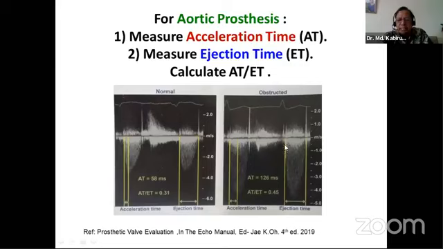Here you can see the image of a severely stenotic valve gradient. You can see the AT is 126 and the ratio is 0.45. And this is the rounded appearance. This is the ugly appearance, the bad one. So with a rounded appearance, the stenosis is severe.